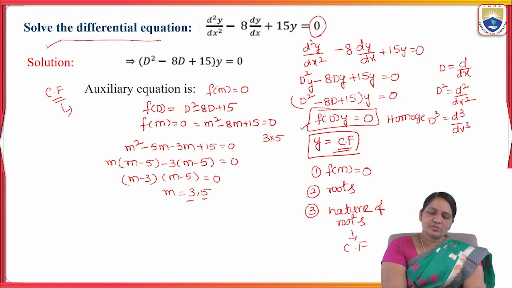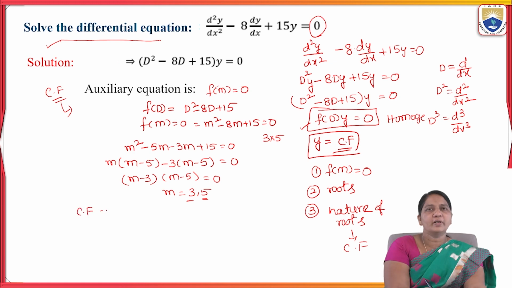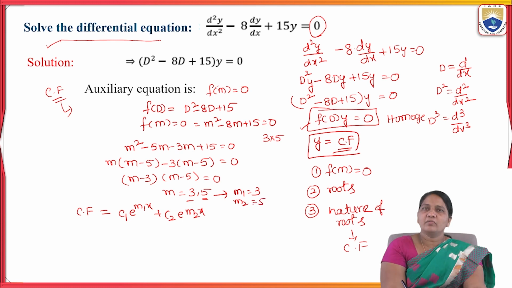Here the two roots are real and distinct. Distinct means different. Based on this nature, we can find the complementary function. What is the complementary function? C1 e power m1x plus C2 e power m2x. What are these m1, m2? From this we can write m1 equal to 3, m2 equal to 5. Otherwise, you can take m1 equal to 5, m2 equal to 3.